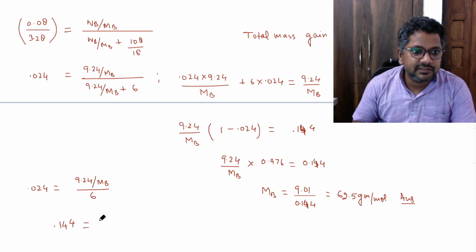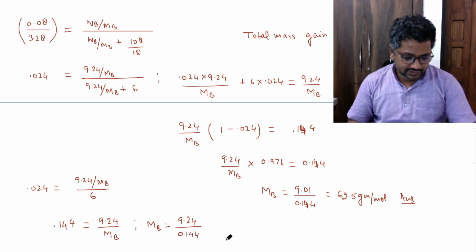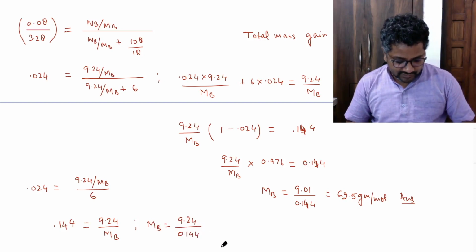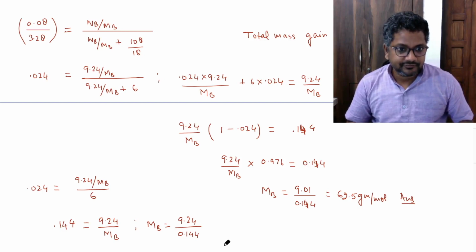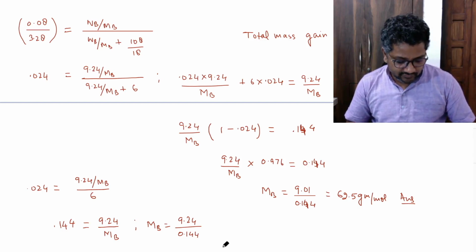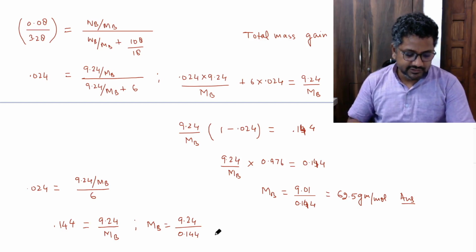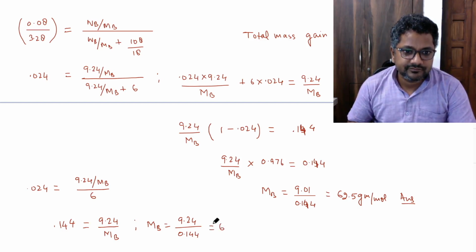0.144 is equal to 9.24 by MB. So MB is equal to 9.24 by 0.144, right? So 9.24 divided by 0.144. So this is 64.16. 64.16 grams per mole.